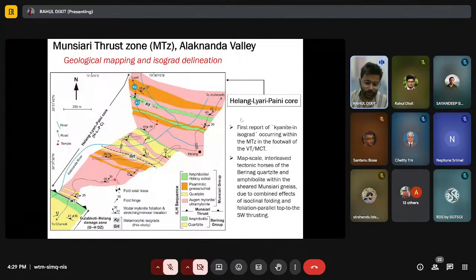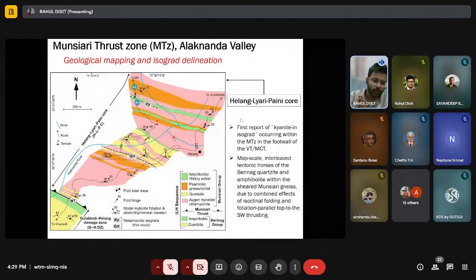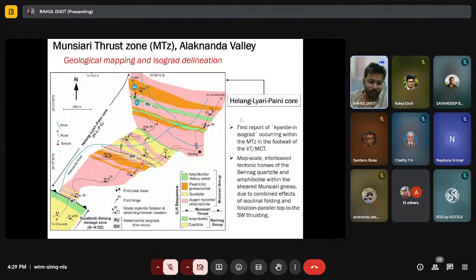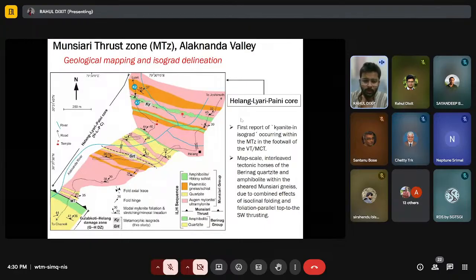So these pink or orange color units that you see here are the augen mylonites or the Semitic gneisses, which are highly mylonitized rock units representing the Munshari group in the immediate hanging wall of the Munshari thrust. They are being transposed and interleaved by alternating imbricates of quartzite, the yellow color bands that you see here, and these green color bands, the amphibolite bands, which basically belong to the Berinag group in the footwall.